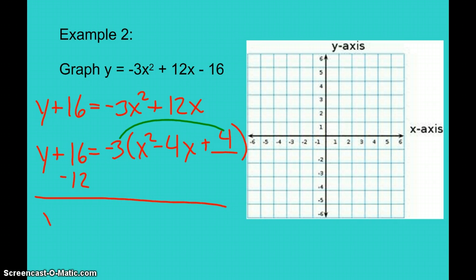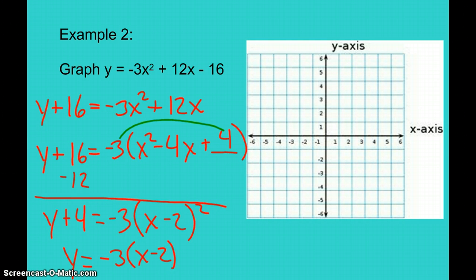So on the left side, I get y plus 4. On the right side, I'm going to factor my parenthesis just like I always do when I complete the square. X minus 2 squared is the square that I created. And now to get my final form of my answer, I need y equals. So I get rid of plus 4 by minusing 4 over to the other side. So now I'm in my vertex form, -3 times x minus 2 squared minus 4.